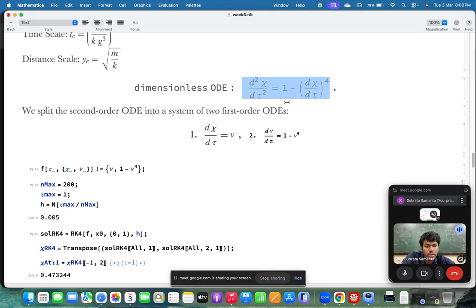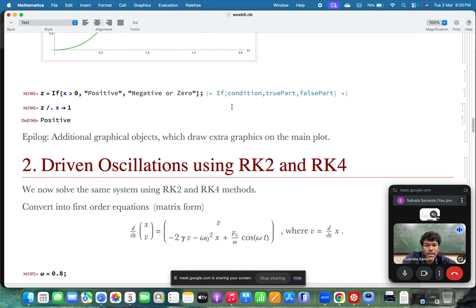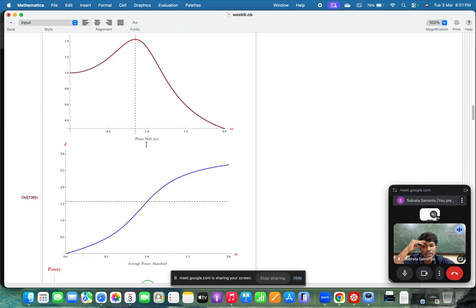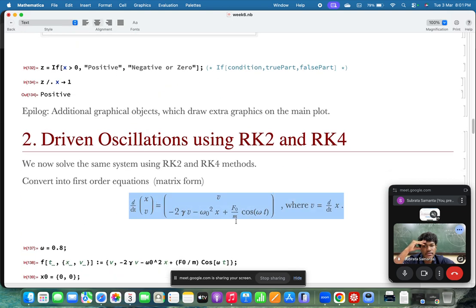And now we split this second order equation into two first order equations, and this is this. We can also put this into matrix form. And we can assign the functions f, where chi and v. The first one is v and the second one is 1 minus v to the power 4. So, if you write this in the matrix form similar to this.